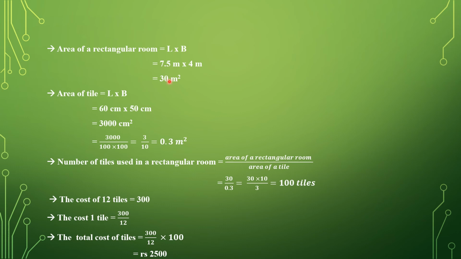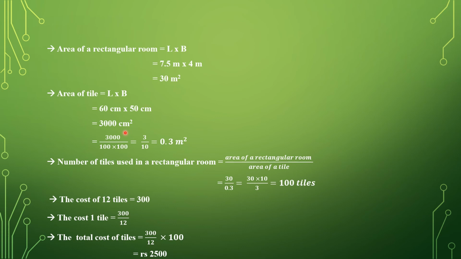First we will find the area of the room. Area of a rectangular room, we know, is length into breadth. Put the values, you will get 30 meter square. In the question they are asking the number of tiles required to cover the floor, meaning how many tiles we need to cover that floor. The floor area came 30 meter square, but what is the area of a tile? For that we put the tile dimensions, 60 into 50 centimeter, and you will get 3000 centimeter square.